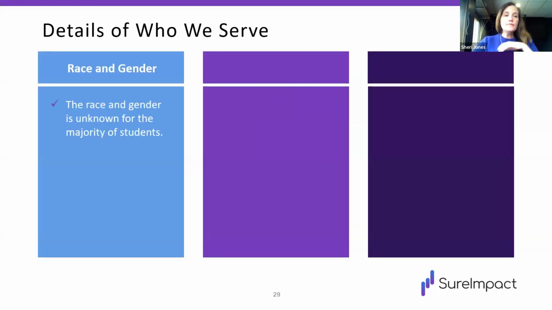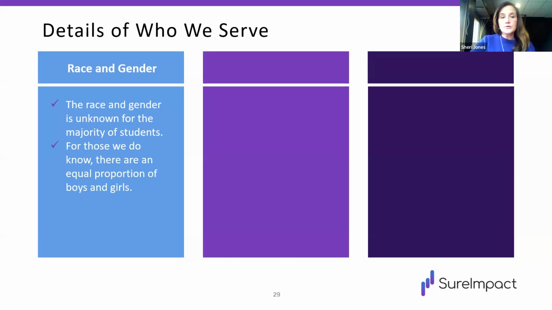But they were able to go even further with their analytics. They were able to talk about who they served. Now, in this case, they had a data compliance issue, and they were looking at their system. It looked like most providers were not entering race and gender of their students. So that's okay, but it's something to note, right? If you don't have this information, you can't talk about it. You can't look at differences. But they did know for those who they had data for, there was an equal proportion of boys and girls.